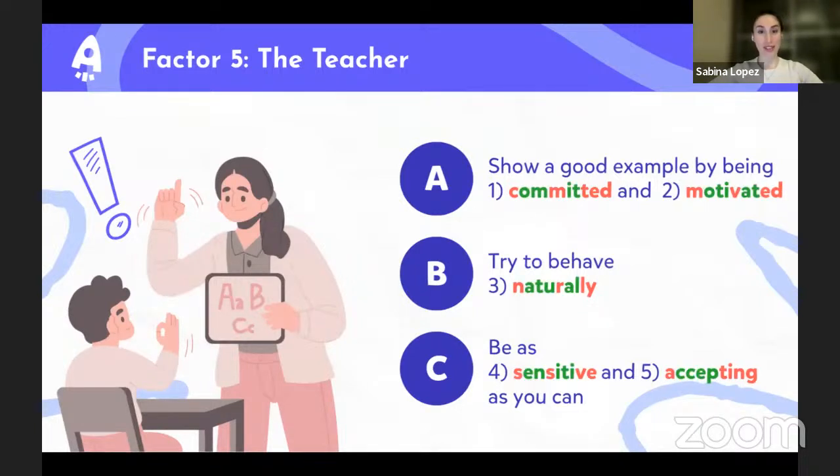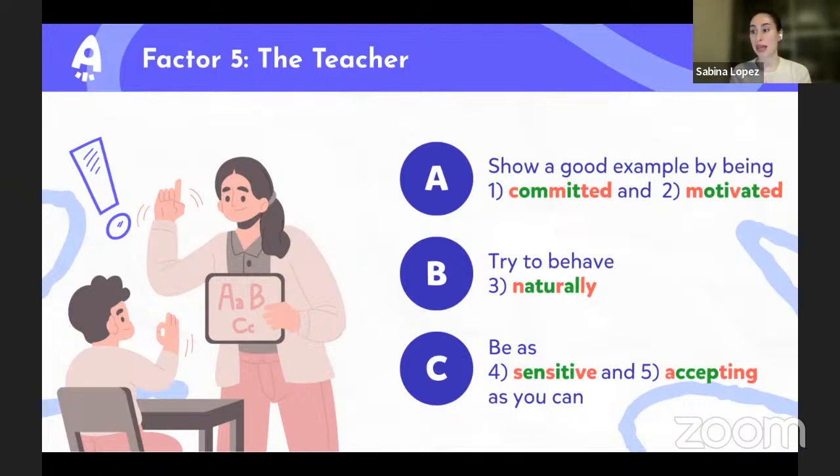And yeah, the right answers are: show a good example by being committed and motivated. Try to behave naturally and be as sensitive and accepting as you can. And apparently, a huge part of the lesson depends on the teacher: your personality, approach to lesson teaching, attitude, professionalism, and more. You can be a student's best motivator and inspiration, or the worst nightmare.